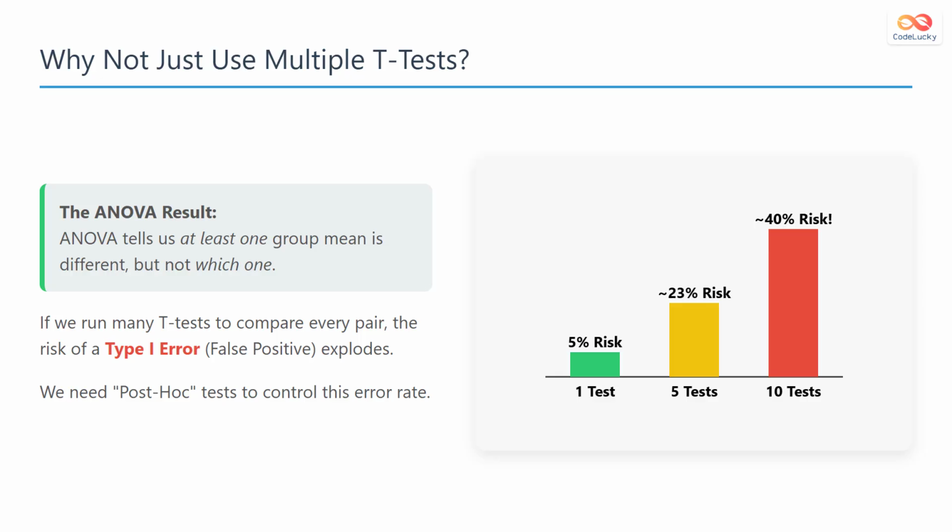First, let's understand why we need these special tests. When an analysis of variance gives you a significant p-value, it only tells you that at least one group mean is different from the others. It does not identify the specific group. You might be tempted to just run multiple t-tests between every pair of groups. However, doing this drastically increases your chance of finding a false positive, also known as a type 1 error.